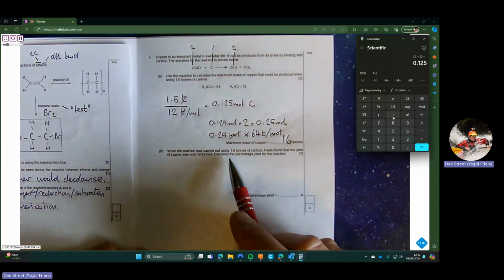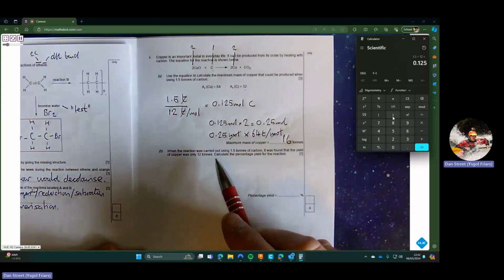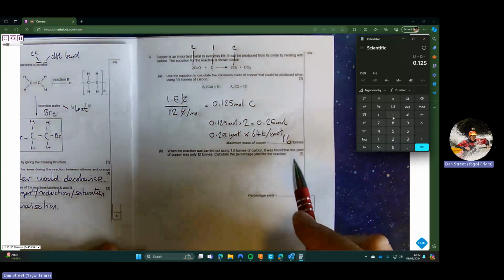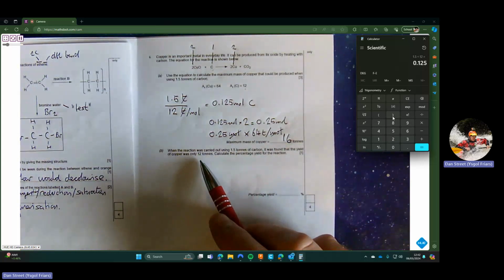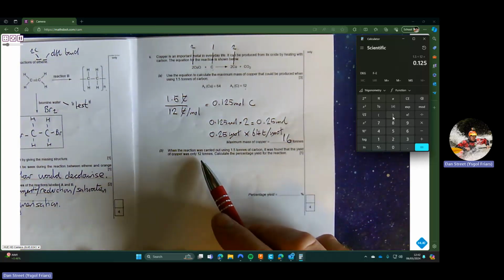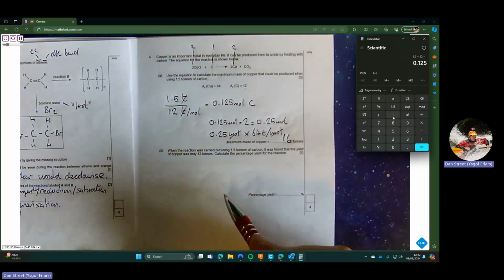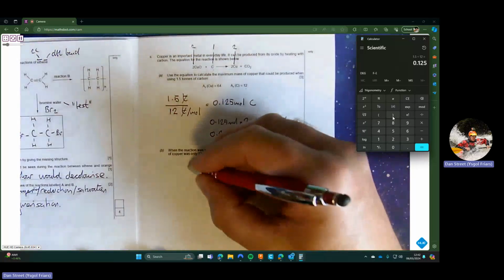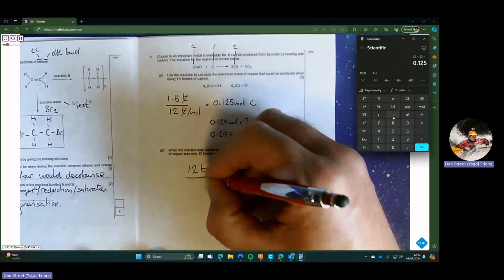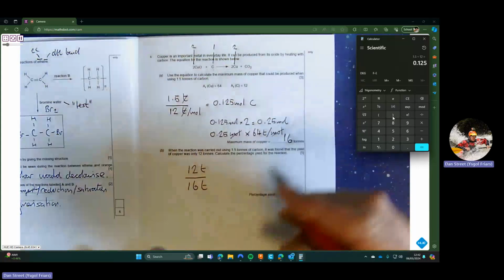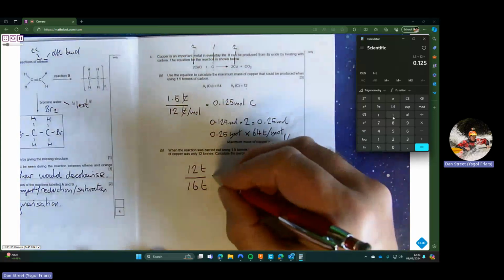Okay, when the reaction was carried out using 1.5 tons of carbon, it was found that the yield of copper was only 12 tons. Calculate the percentage yield for the reaction. Okay, so that verifies basically that we've got the correct answer, because this value is in the right order of magnitude, the right sort of size, but it is lower, and that's due to losses along the way. So the yield is how much you did make compared to how much you should have made. So the 12 tons comes from the question, and the 16 tons comes from our previous calculation.